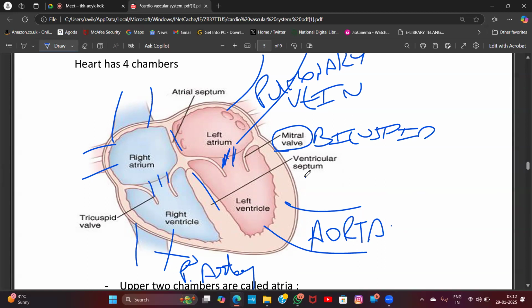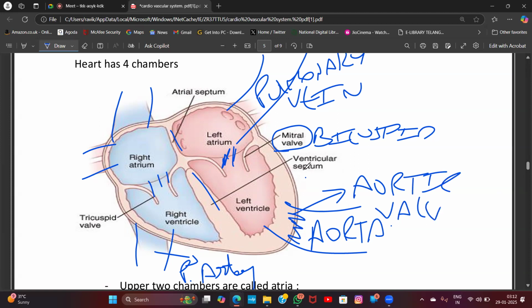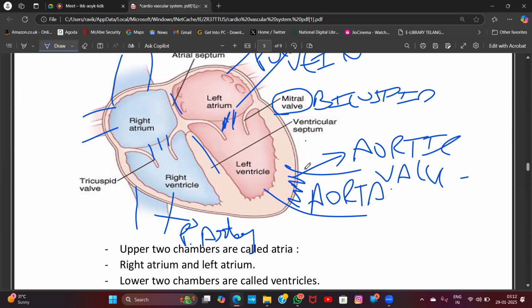Between the left ventricle and aorta, there is a valve. Which valve? The aortic valve. Between the right ventricle and the pulmonary artery, there is a valve called the pulmonary valve. Heart has three layers, four chambers, two septums, and four valves.